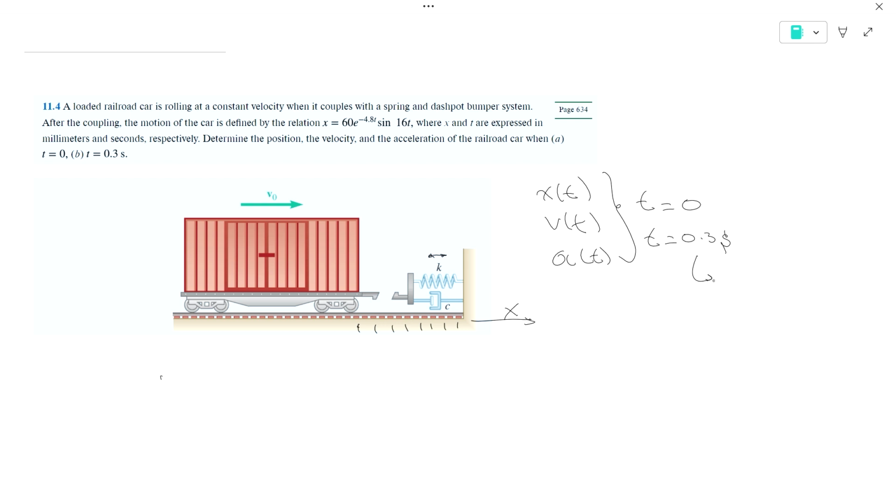So this is the same as 300 milliseconds, but they're telling us to just use 0.3, not 300 milliseconds. The units are in seconds, so be careful with the units.